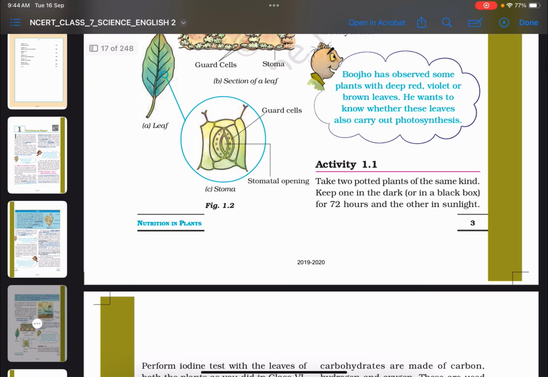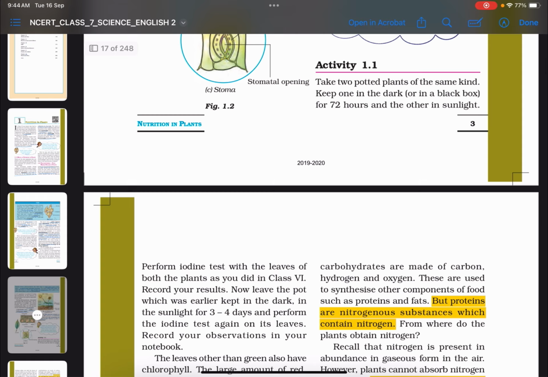Buzo has observed some plants with deep red, violet, or brown leaves. He wants to know whether these leaves also carry out photosynthesis. Now, here is Activity 1.1.